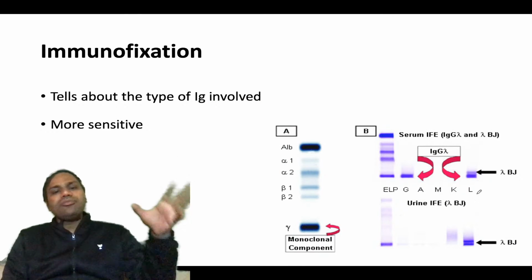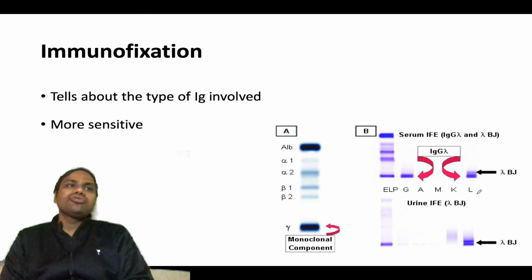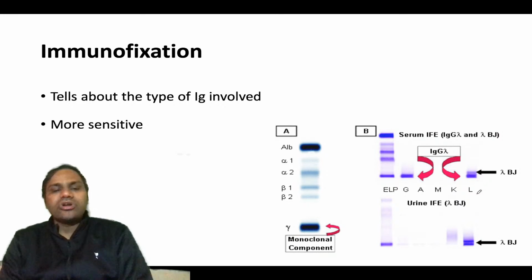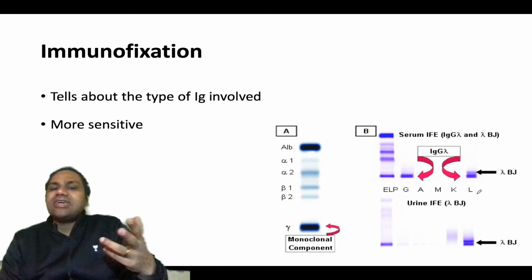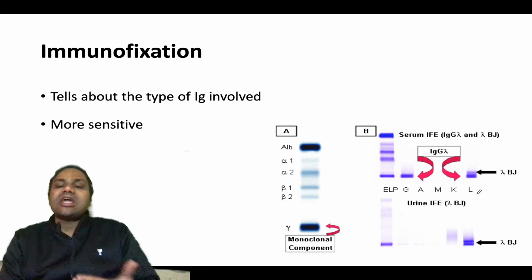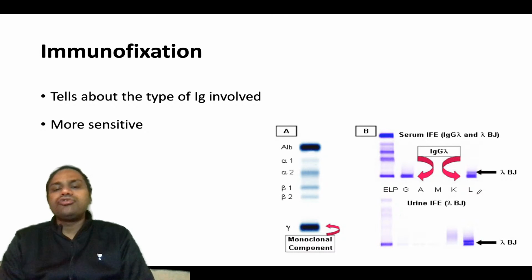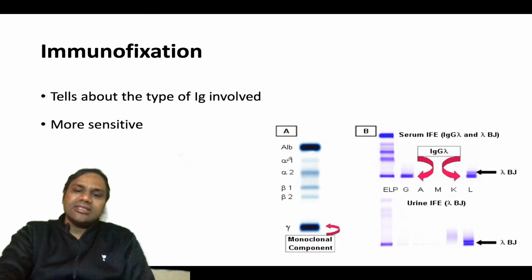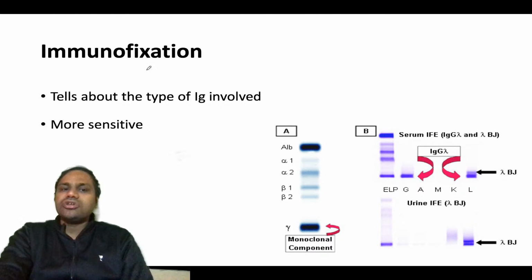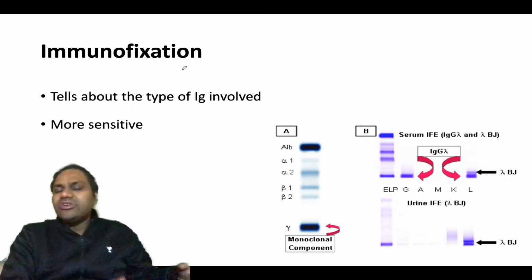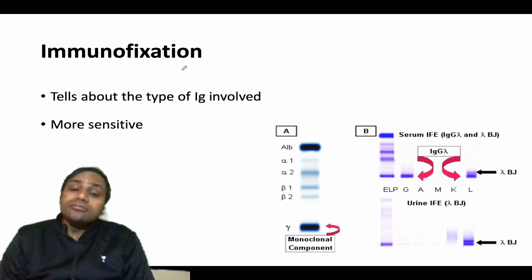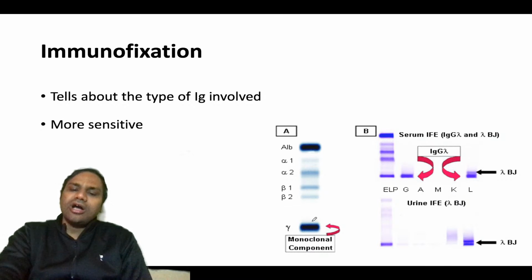After serum protein electrophoresis, you need to know which type of M protein has accumulated, whether it is IgG, IgM, IgE, or which immunoglobulin has mostly been deposited. For that you need to do immunofixation. The first panel shows the serum electrophoresis, and immunofixation is combined with serum protein electrophoresis. So when you see a gamma component in this, you do immunofixation.